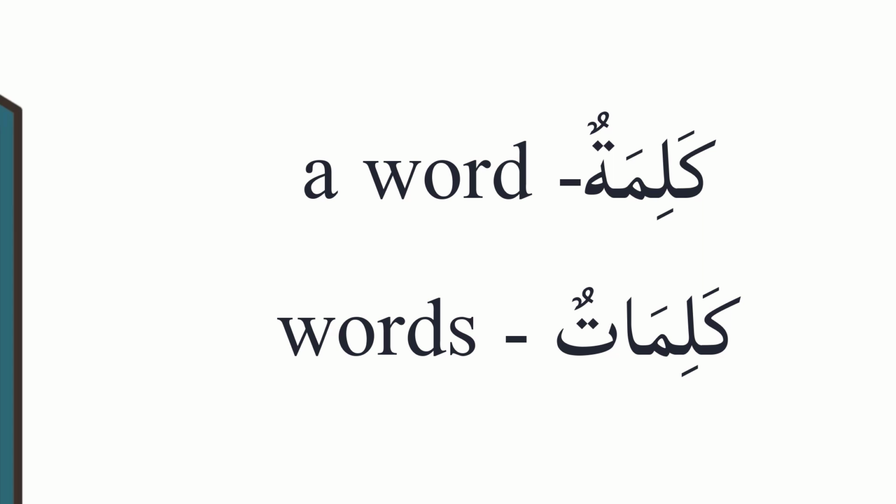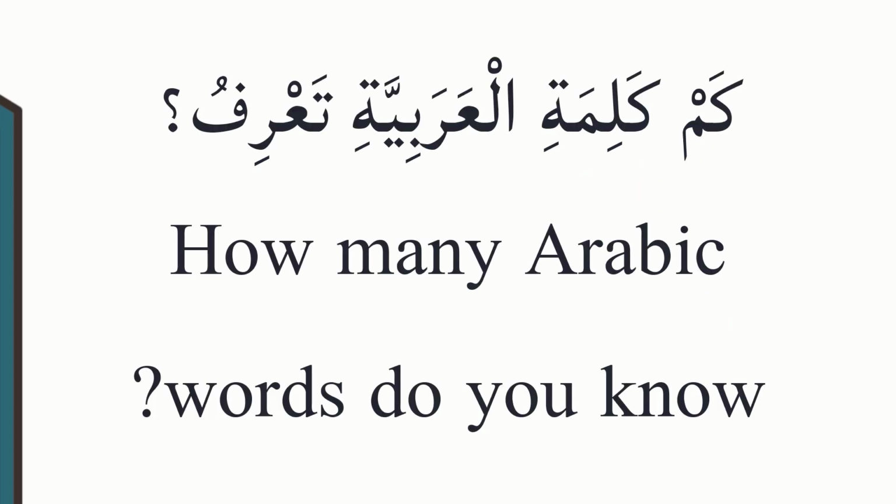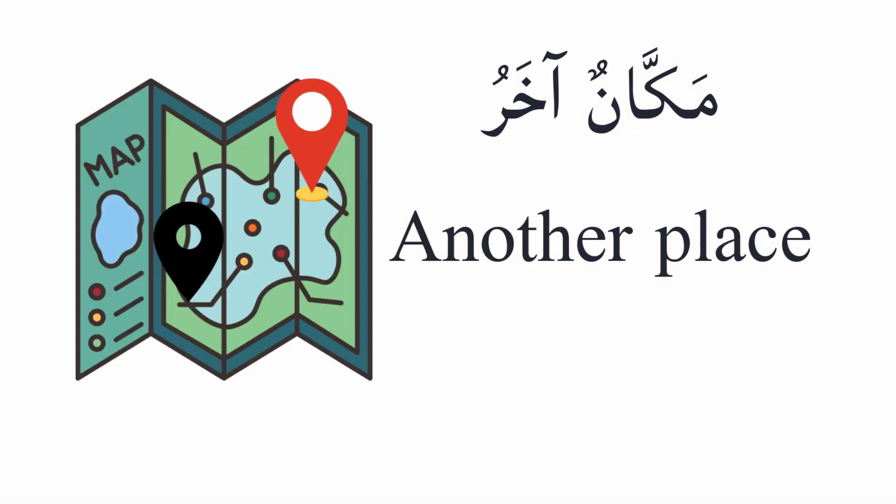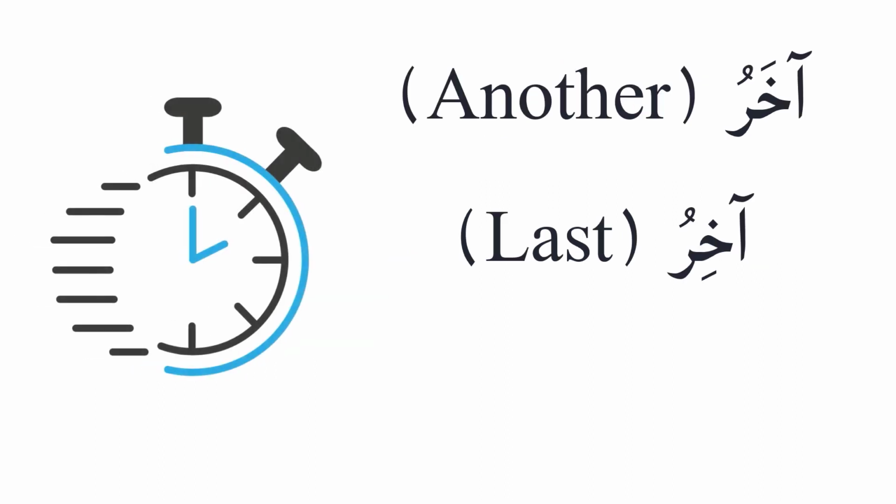كلمة means a word. The plural of كلمة is كلمات, which means words. كم كلمة العربية تعرف? How many Arabic words do you know? مكان آخر. مكان in Arabic means place and آخر means another one. There's a similar looking word which is آخر. آخر means last one, while آخر means another one.